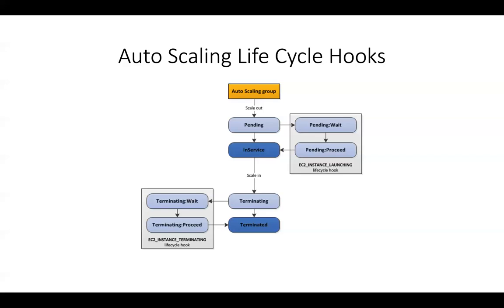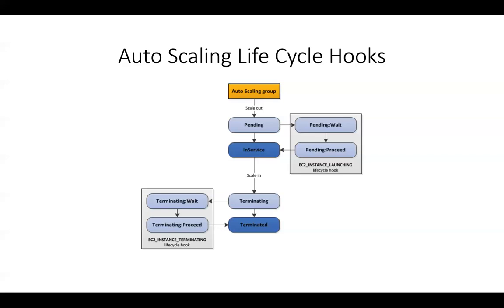And once the logs have been sent to a durable storage like S3 and so on, you can send a CLI signal to transition it from terminating wait stage to terminating proceed stage. And then finally, when you move it to terminating proceed state, automatically it goes to the terminated state where the instance is scrapped by AWS. Okay, so these are the lifecycle hooks that are allowed for an auto scaling group.